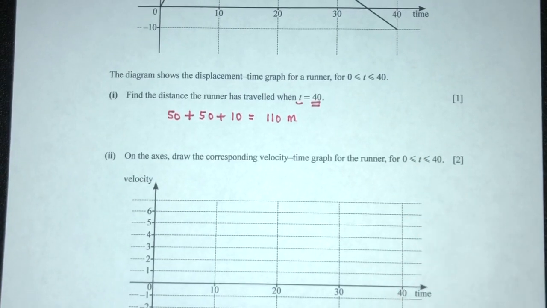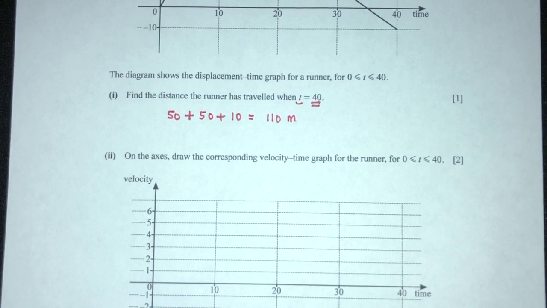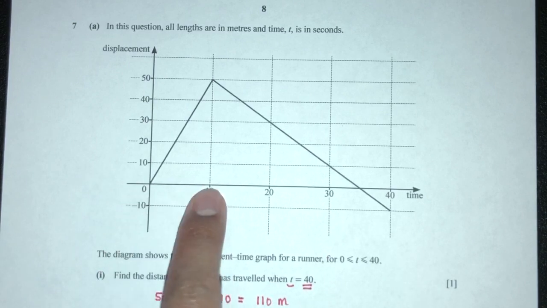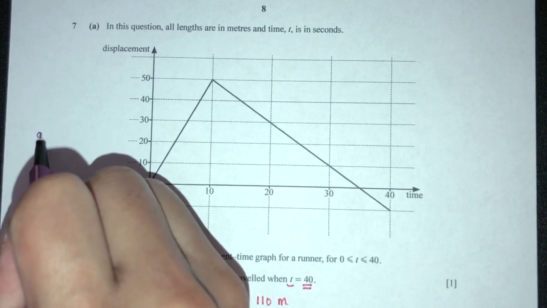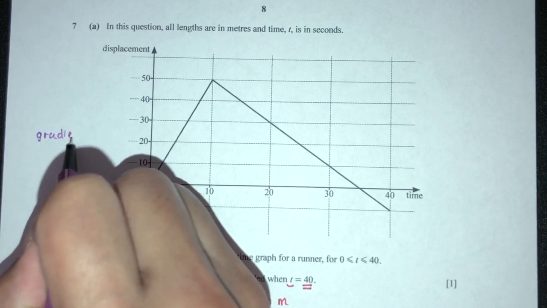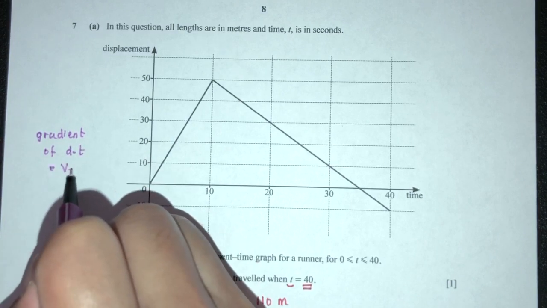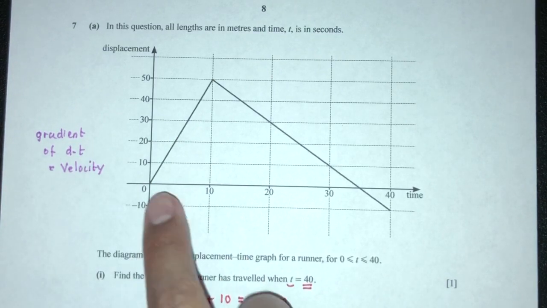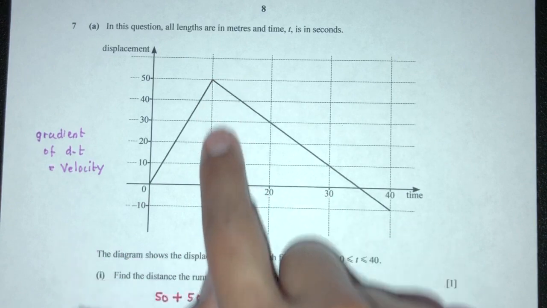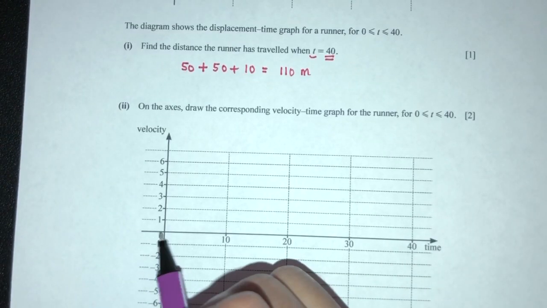Now for part 2, on the axis below, we have to draw the corresponding VT graph between this and this. So again, there are a few parts we have to look at. The first part is 0 and 10. Now we have to understand that the gradient of the ST graph is equal to the velocity. That's the main concept behind these two graphs. So what is the gradient of this one? Pretty easy. It is the height divided by base. The height is 50 divided by 10 will be 5. So 0 to 10, that should be 5.